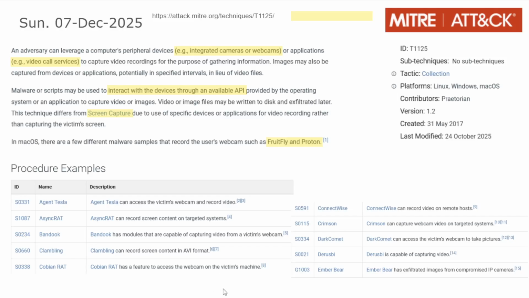Copy and red we have seen as well. And here I wanted at least one group, not just software. And here it is, Ember Bear. So Ember Bear, bear is always something Russian. When they talk about bears, Cozy Bear and whatever bear, it's a Russian group usually. And they have exfiltrated images from compromised IP cameras. Yeah, interesting.